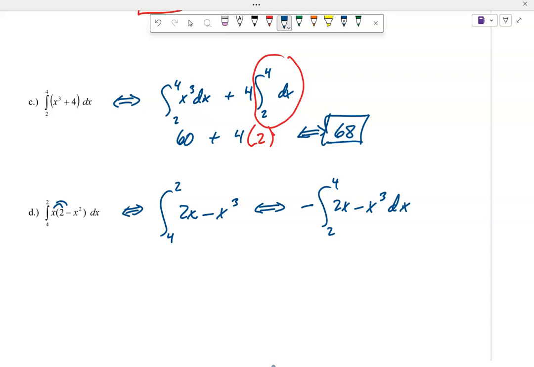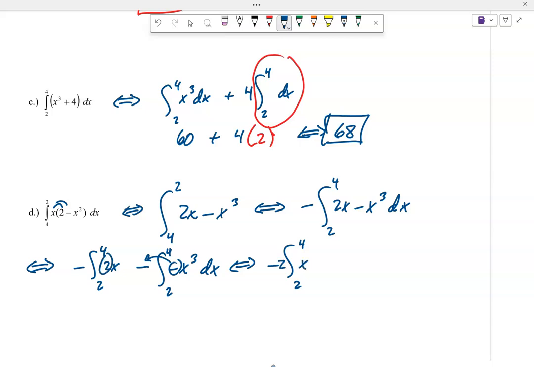Okay. Now what I can do is I can split this up. So the negative does apply to both of those. And so it's minus, and notice I have a minus x cubed on this. So I can take this negative out front, which will make that positive. So I've got negative integral from 2 to 4, and I'm also going to take this 2 out front and leave the x right there. And then a negative times a negative is a positive, x cubed from 2 to 4.